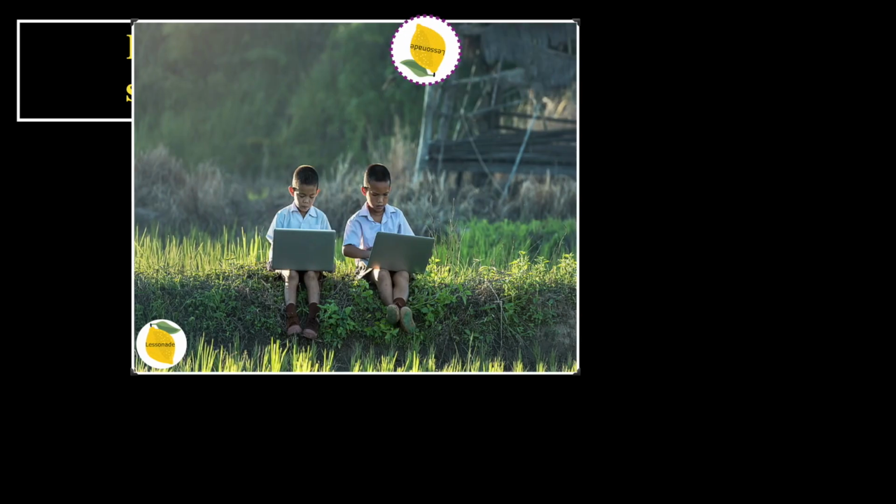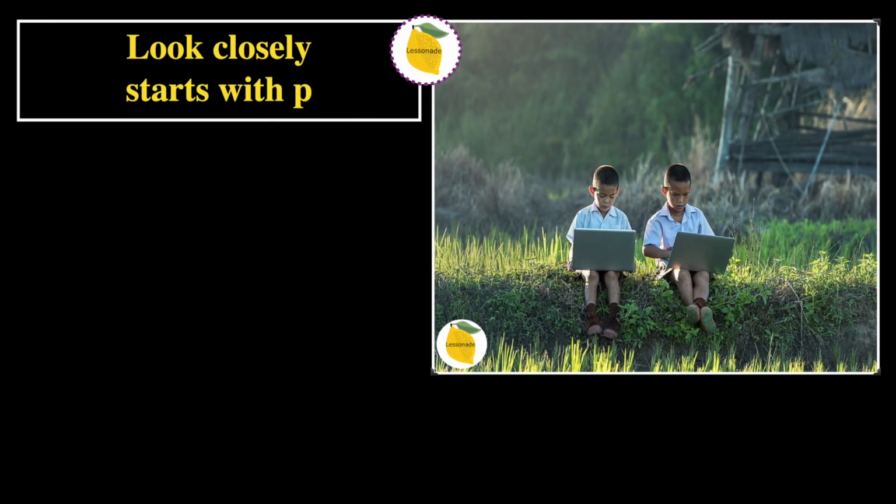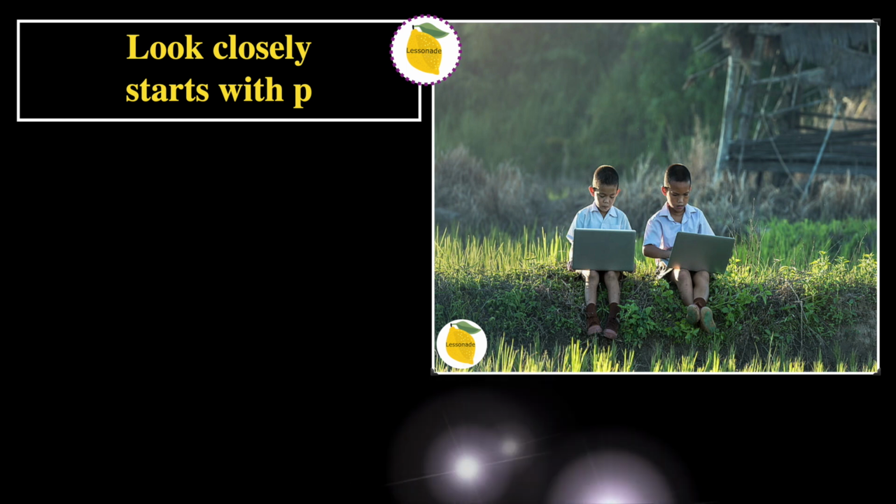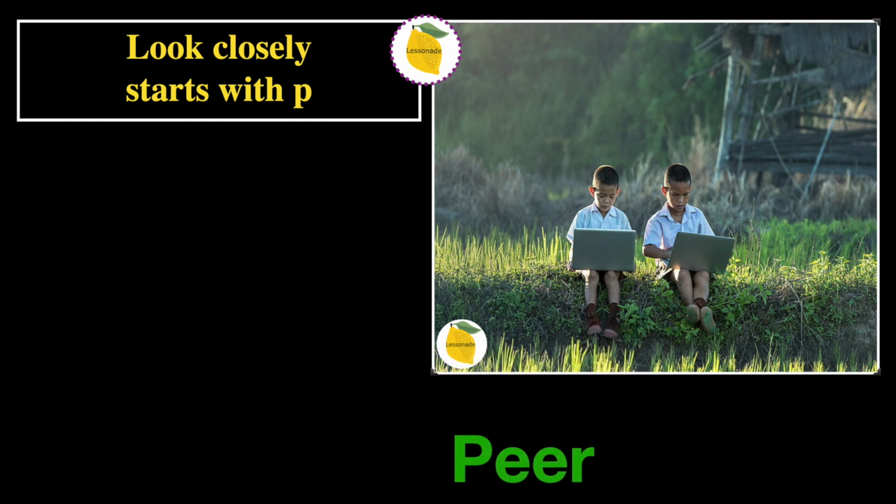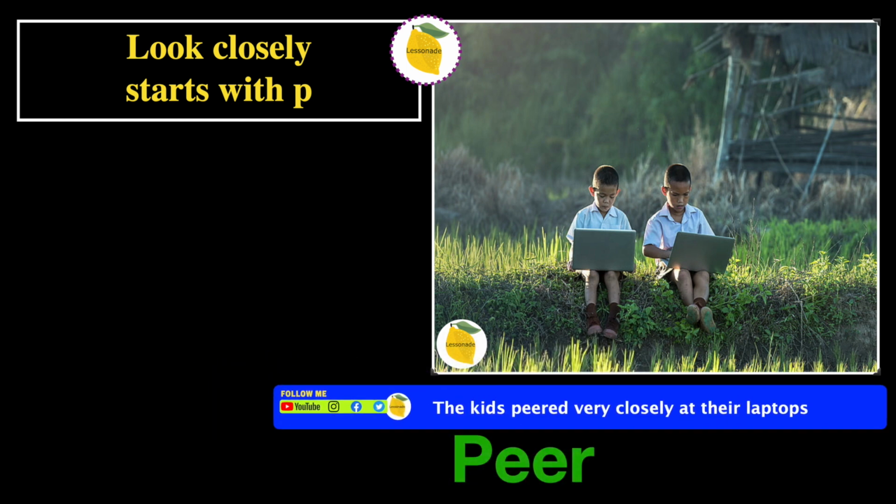Look closely starts with P. In this picture, we can see two boys looking very closely at their laptops. So the word is peer, and the sentence is the kids peered very closely at their laptops. As you guys could see in the picture, they are looking very closely at their laptops.